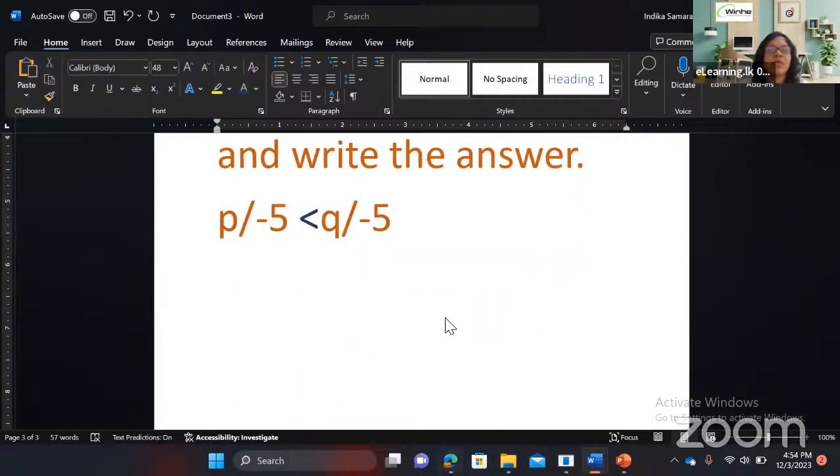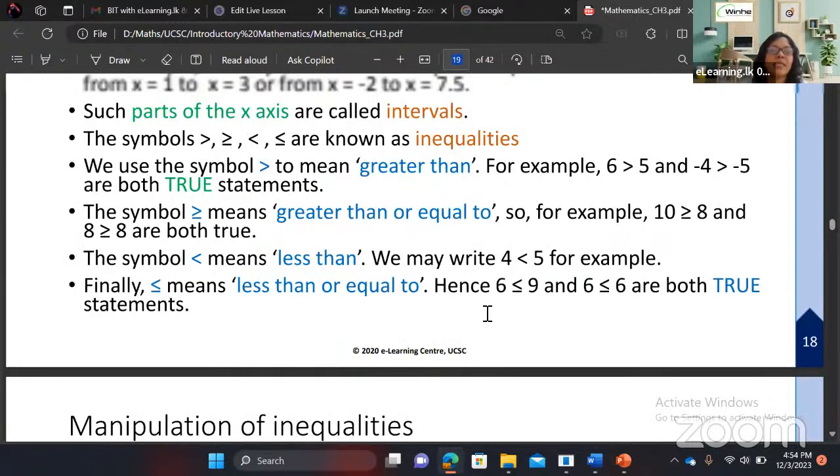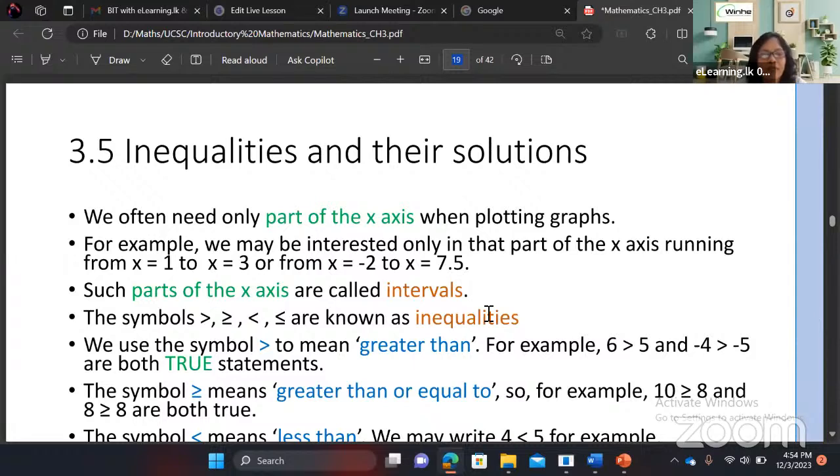Right, if you move on to next, now you know how to solve inequalities, right? When you have an inequality sign, the solutions are written with the greater than sign or with the less than, greater than or equal, less than or equal sign, right?